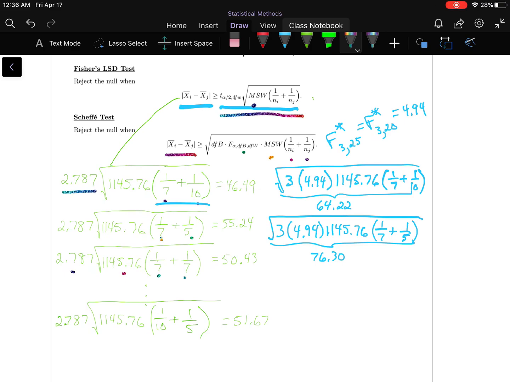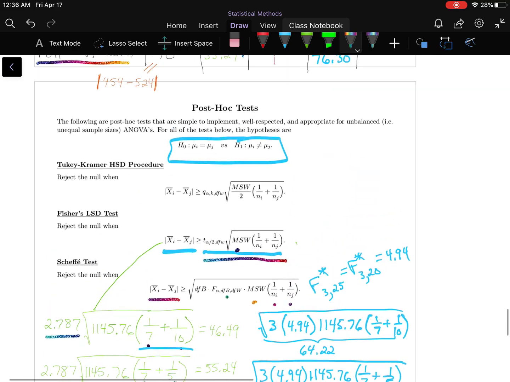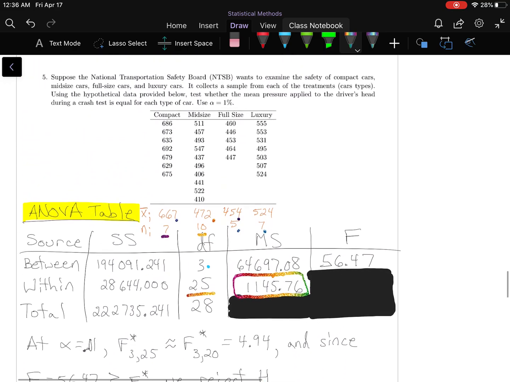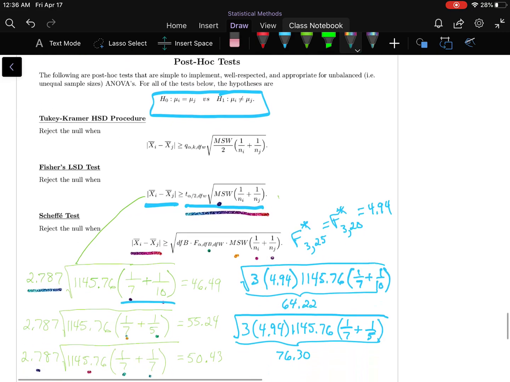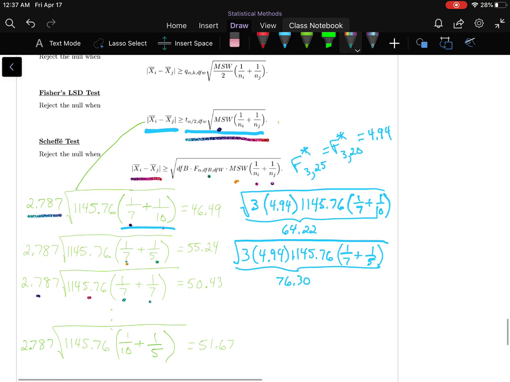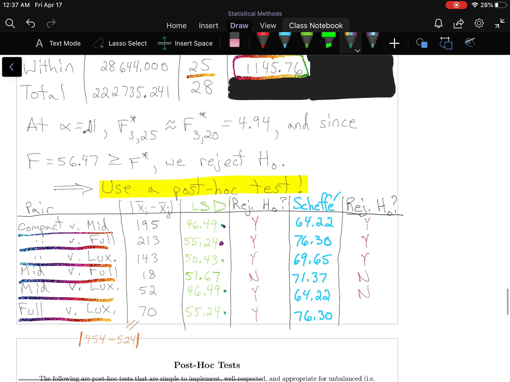As I continue on, 2.787 times the square root of 1,145.76, which is mean square within, times 1/7, which is the reciprocal sample size for compact, plus 1/7 is the reciprocal sample size for luxury. They both had 7 observations, and this gives us 50.43. And so that's where that value came from.